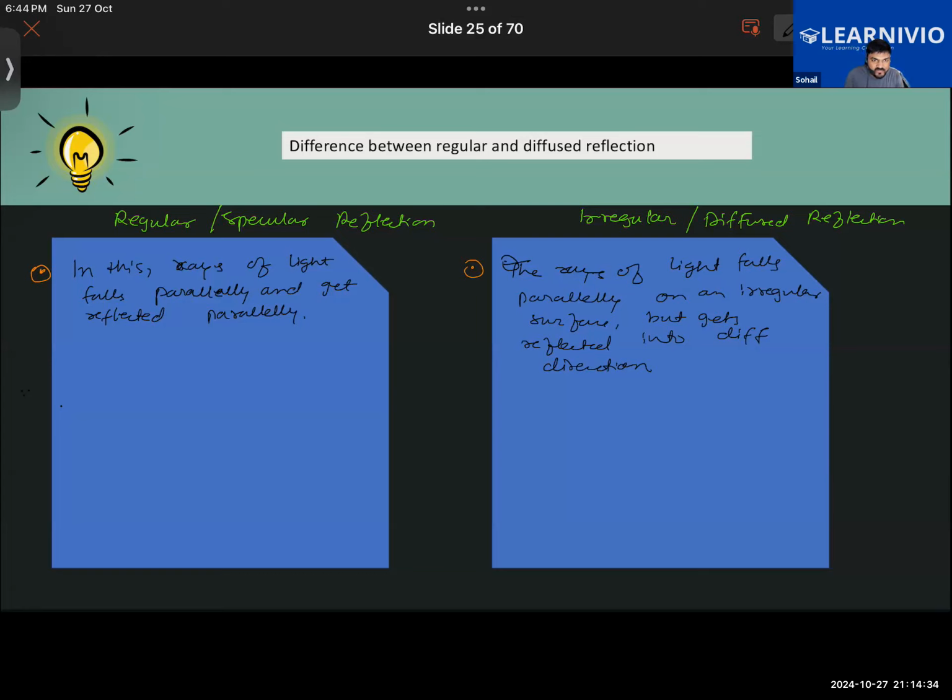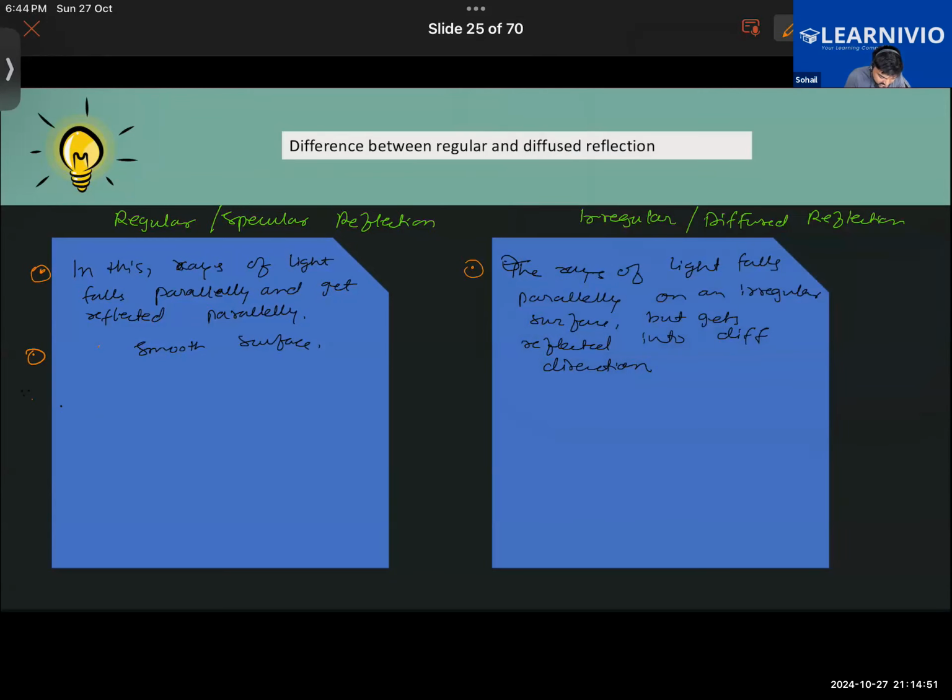Also, in the case of specular reflection, one point was missed. Okay, you're traveling. Okay, just answer it in the chat box then. Also, it takes place on a smooth surface. Smooth surface. This will be added in the first point actually.